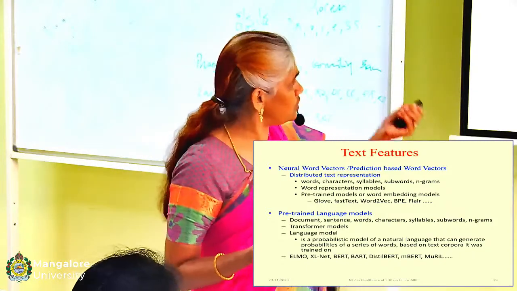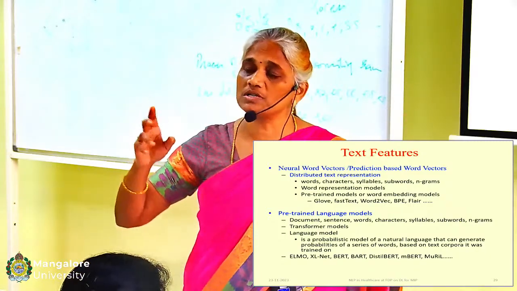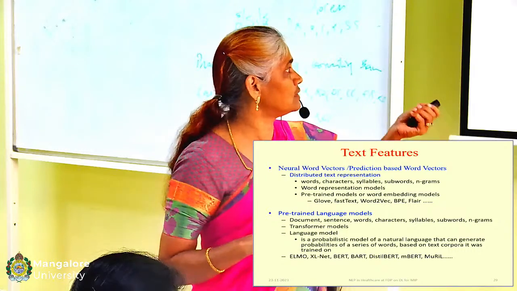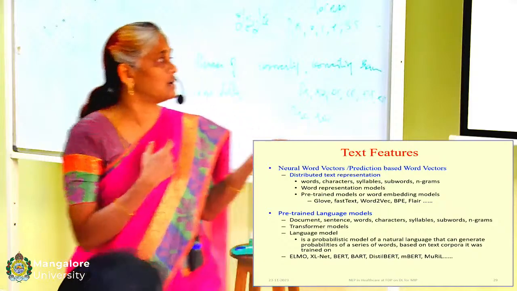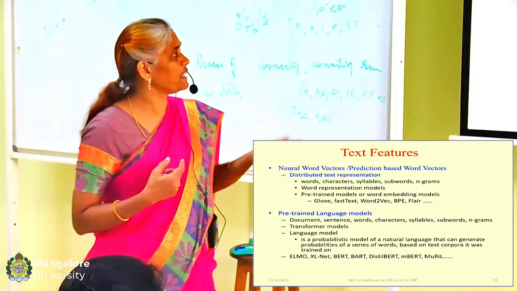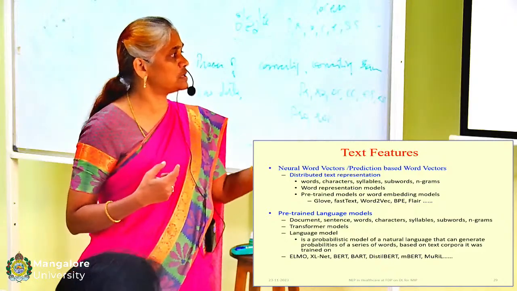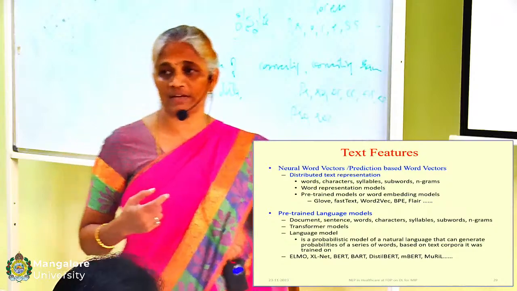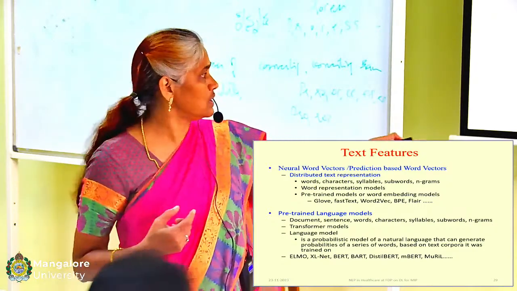This byte pair, all this. GloVe has only English, I think. FastText models are available for 157 languages. Then we have BPE, byte pair embedding, and several Indian languages are there in this byte pair embedding. Then language models, we have ELMo, XLNet, BERT, BART, DistilBERT. MuRIL is for Indian languages. There are more than 100 languages, I think.